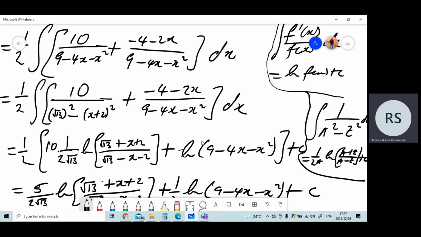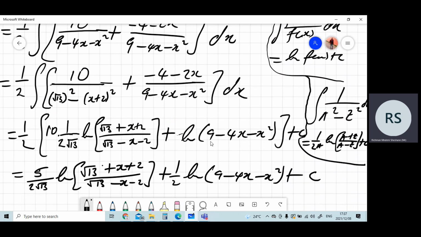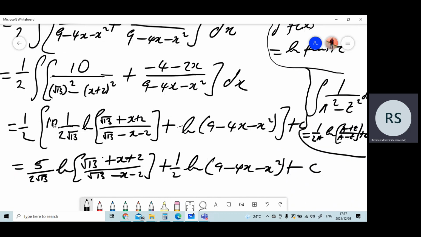And plus this integral of f prime over f of x is ln of f of x. So ln of f of x is the denominator function according to this formula. The last step was just multiplying by half in both terms. If I multiply by half, 10 divided by 2 is 5 over the denominator, and I return everything and multiply by half here. In my second term, I will have half ln of 9 minus 4x minus x squared.